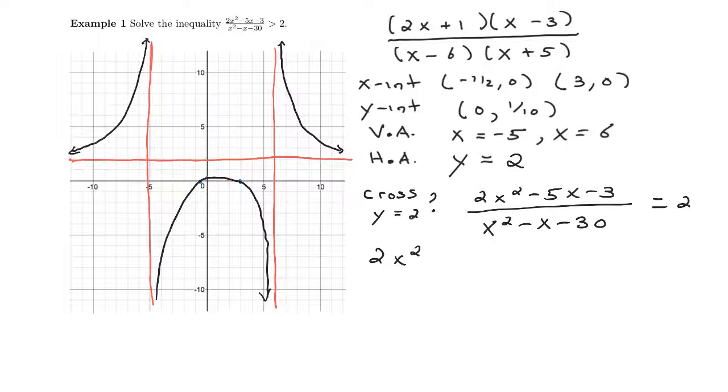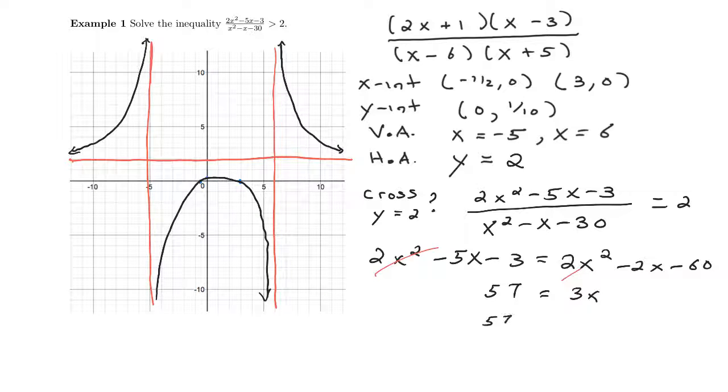So 2x squared minus 5x minus 3 is equal to, so now I'm going to get 2x squared minus 2x minus 60. So I can again cancel the x squareds, those are the same. I think I'll add 60 and 5x to both sides. So if I add 60, I get 57 is equal to, if I add 5x, I get 3x. Dividing both sides by 3 gives me 57/3, and that is 19. So off of my window, but I'm just going to keep that in mind.